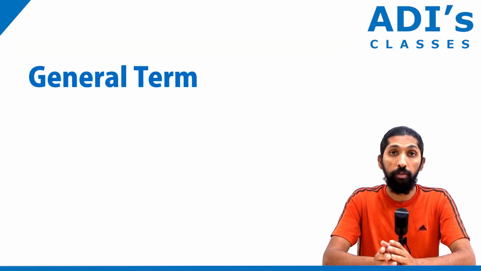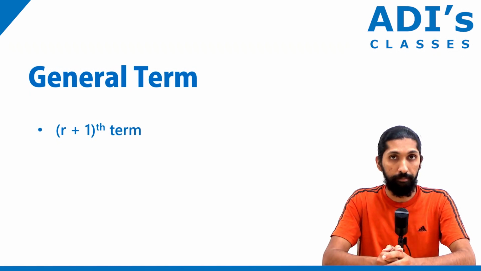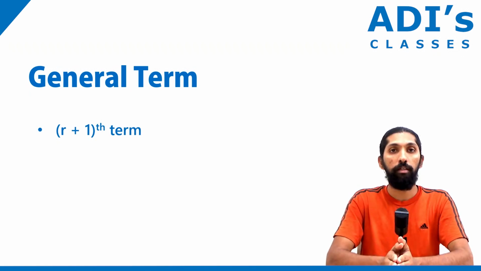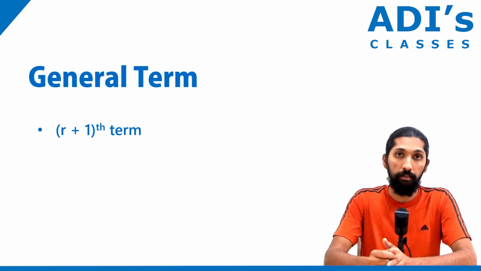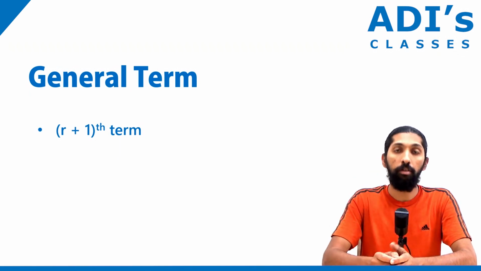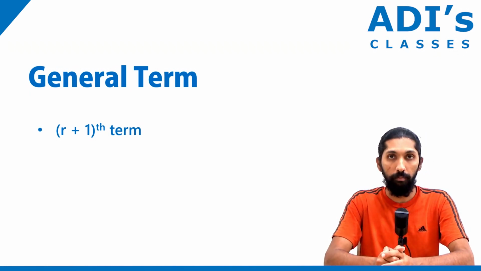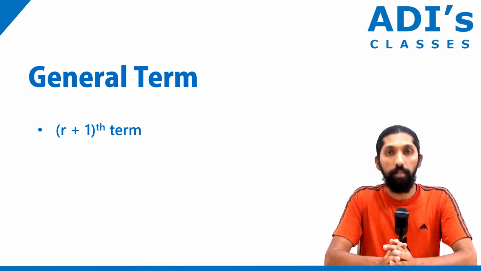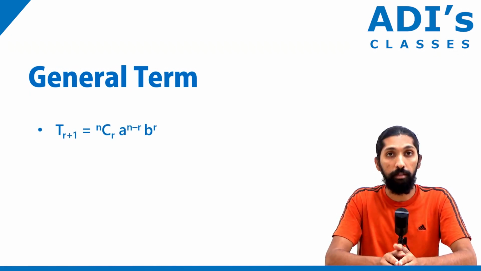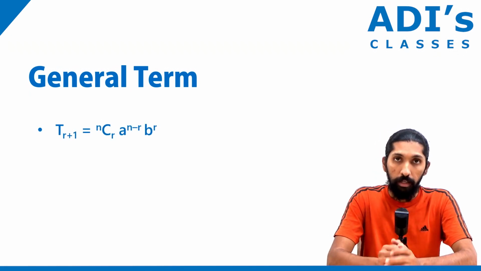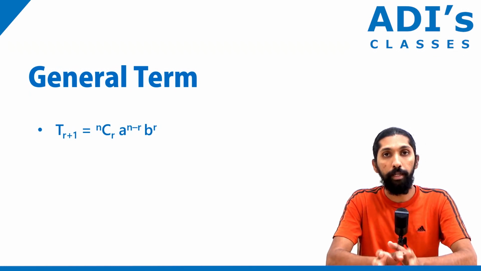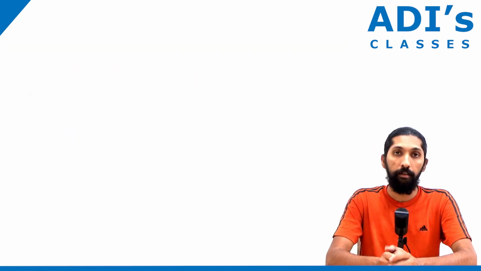The general term is always the (r + 1)th term, because in total, if you have a power of n, like (a + b) to the power n, then you are going to have n + 1 terms in total, correct? So the general term is going to be the (r + 1)th term, which is nCr a^(n - r) into b to the power of r, right?